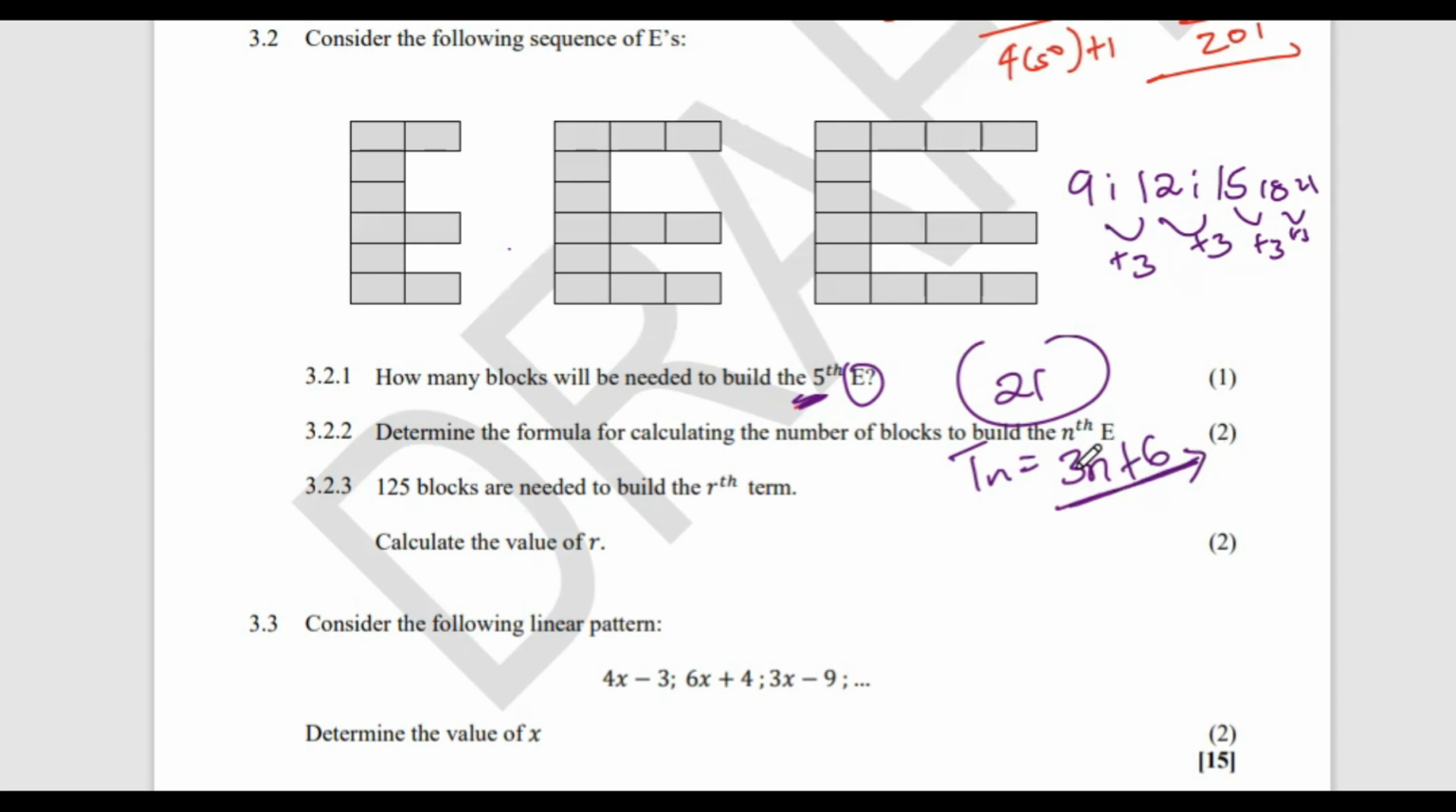Then 3.2.3, they are telling us that 125 blocks are needed to build a certain position or a certain term. Can we determine this n? So where there is Tn, we put 125. We equate it to 3n plus 6. We want the position, so move the 6 to the left. So 125 minus 6, we get 119. Okay, 119 is equal to 3n. Then we divide it by 3. We have 39.666. Did we make a mistake?